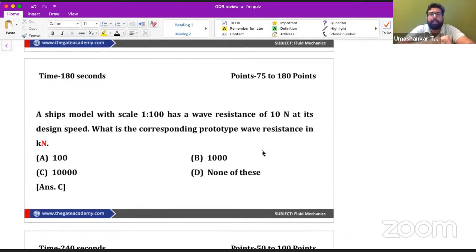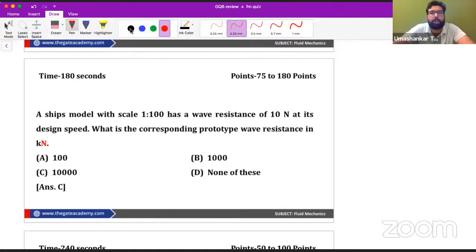Now moving to the second question. A ship model with a scale of 1 by 100 has a wave resistance of 10 Newton at its design speed. What is the corresponding prototype wave resistance?